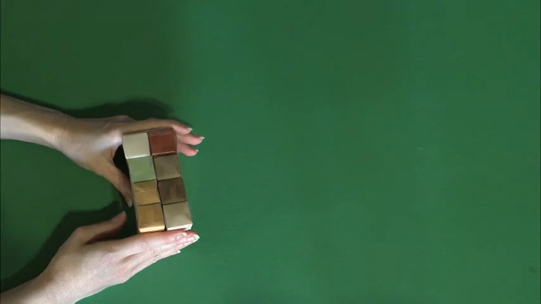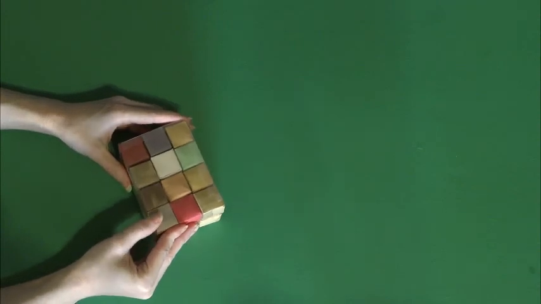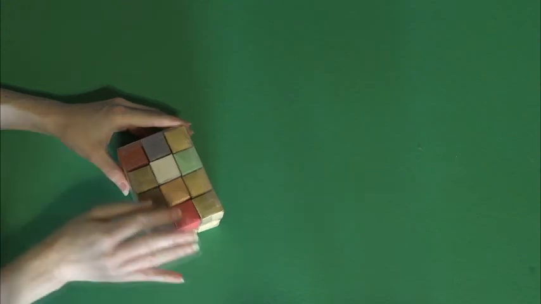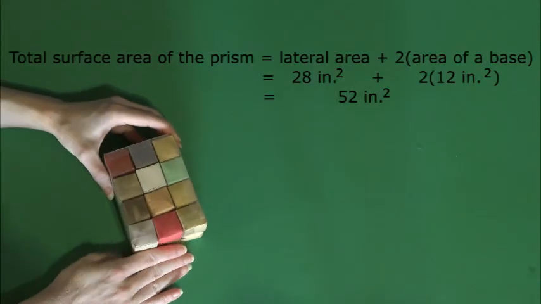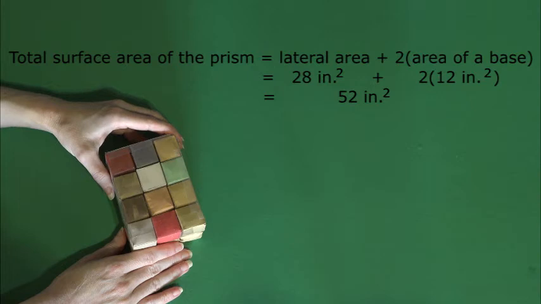The total surface area of an object is defined to be equal to the total area of each of the outside surfaces. To talk about the total surface area of this prism, I just need to add the areas of each of the bases to the lateral area that I just found. As I said earlier, each of these faces has an area equal to 12 square inches. This tells me that the total surface area of this rectangular prism must equal 52 square inches.